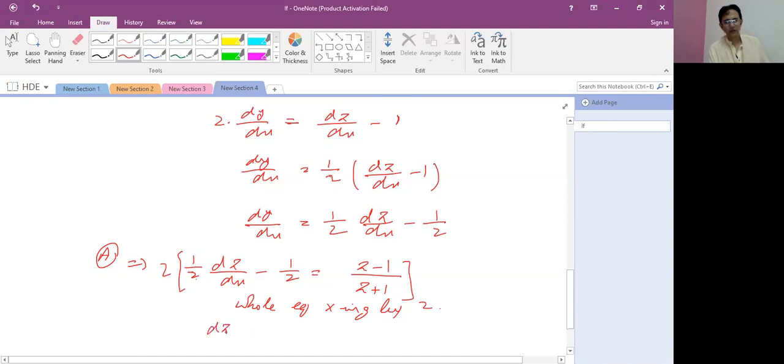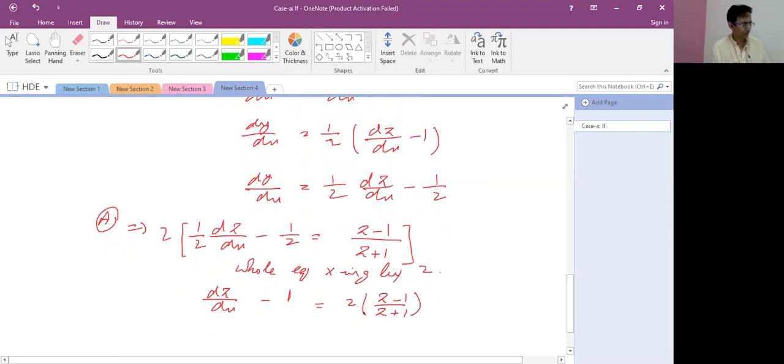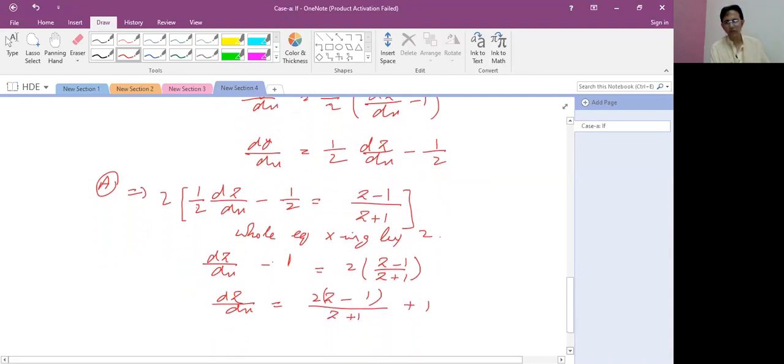So it means dz upon dx minus 1, 2 divided by 2, it means minus 1, is equal to 2 times of z minus 1 upon z plus 1. If we shift this value to the right hand side, student, dz upon dx equals 2 times of z minus 1 upon z plus 1, plus 1. Because minus 1, when we shift to the right hand side, it should be changed.